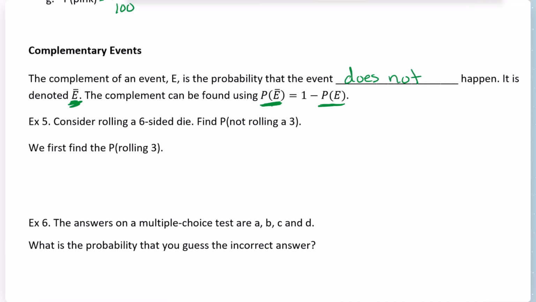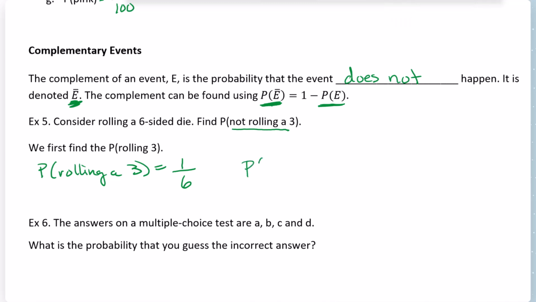So to find the probability of it not happening, we're going to take 1 minus the probability that it does happen. Let's consider rolling a 6-sided die. Find the probability of not rolling a 3. So what we're going to do here is find the probability of rolling a 3. Well, out of a normal 6-sided die, how many of those are 3s? 1. So 1/6 is the probability of rolling a 3.